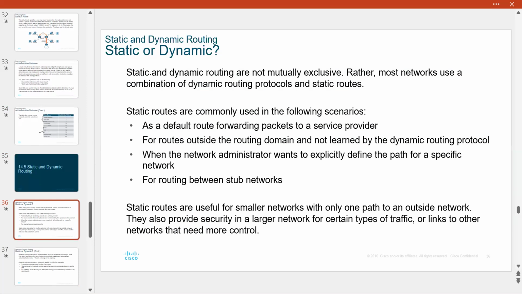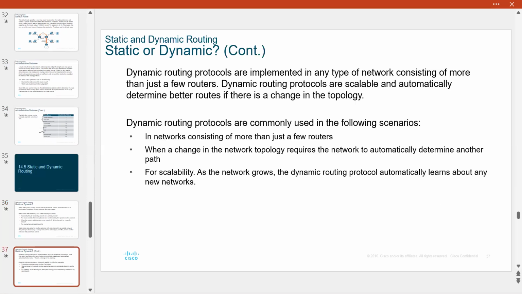We've mentioned that static is used primarily if you have a small network, or if you want to configure a stub network, or a default route. Use static. But in a larger network, you definitely have to use my dynamic routing protocols.